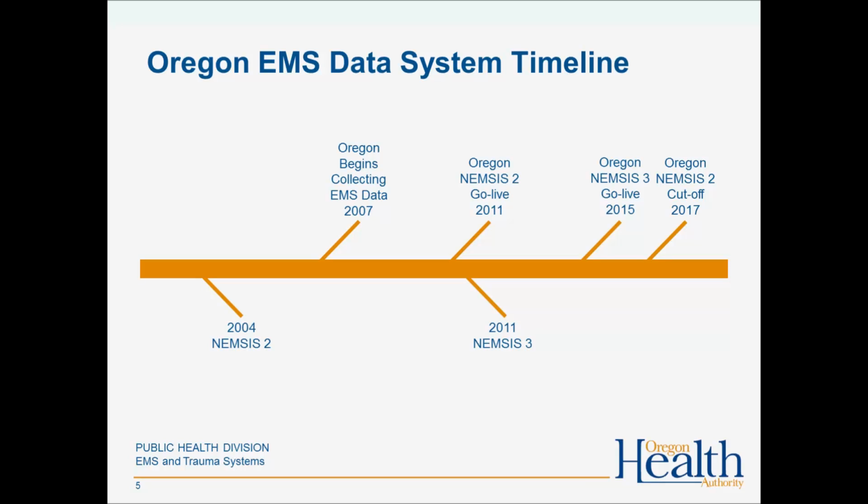By the end of 2014, 80% of Oregon's transporting agencies were submitting to the state EMS data system. Oregon went live with its NEMSIS 3 data system in July 2015. And the goal is to help all agencies transition from NEMSIS 2 to NEMSIS 3 by the beginning of 2017.